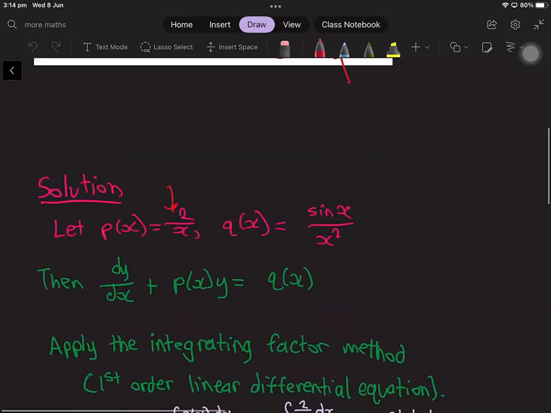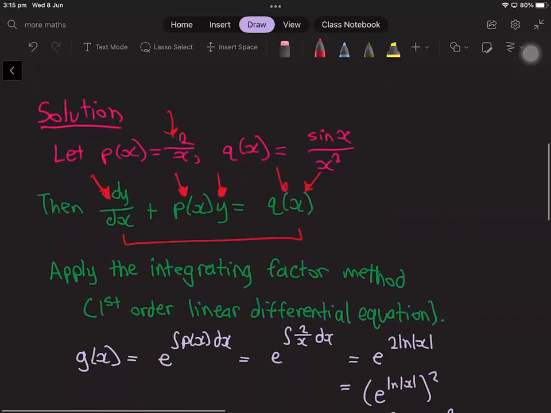And this form over here is the form of a first order linear differential equation. And this is because we have a dy over dx term and we have a y term here, and we have functions p and q that are only in terms of x. So that's the reason why it's in first order linear form. This means we can apply the integrating factor method.